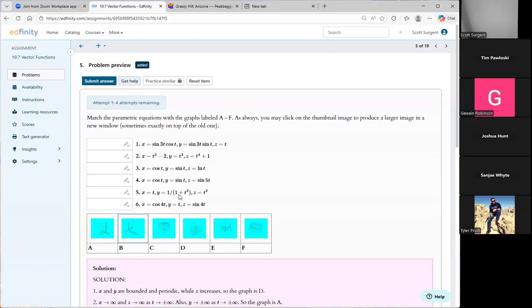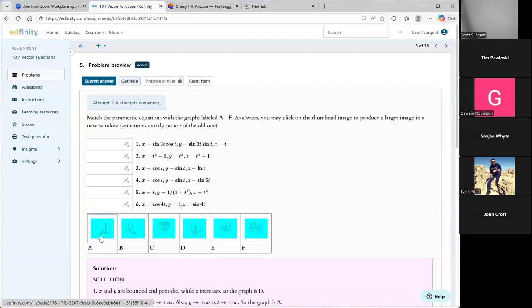And so you should get a situation where on the y-axis the graph is not going to get very far from y equals zero. I'm wondering if that's... Is it B? Yeah, it's hard to tell. I even have trouble with these.